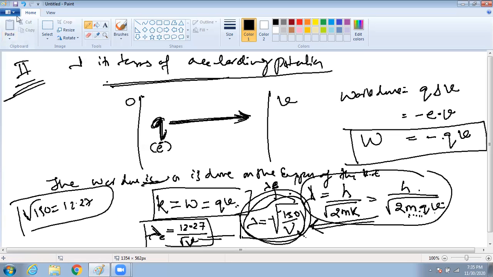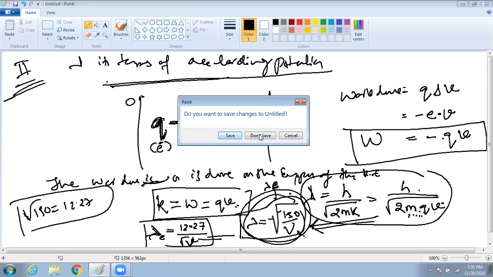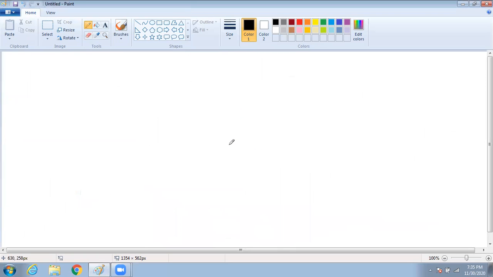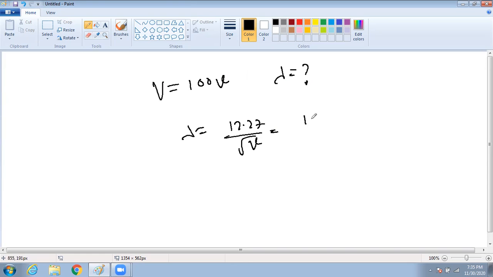So we'll do a problem. Find the de Broglie wavelength of an electron accelerated through a potential V equal to 100 volts. Find the lambda. Use the formula: lambda equal to 12.27 divided by root V, or 150 by V. Tell me the answer quickly.